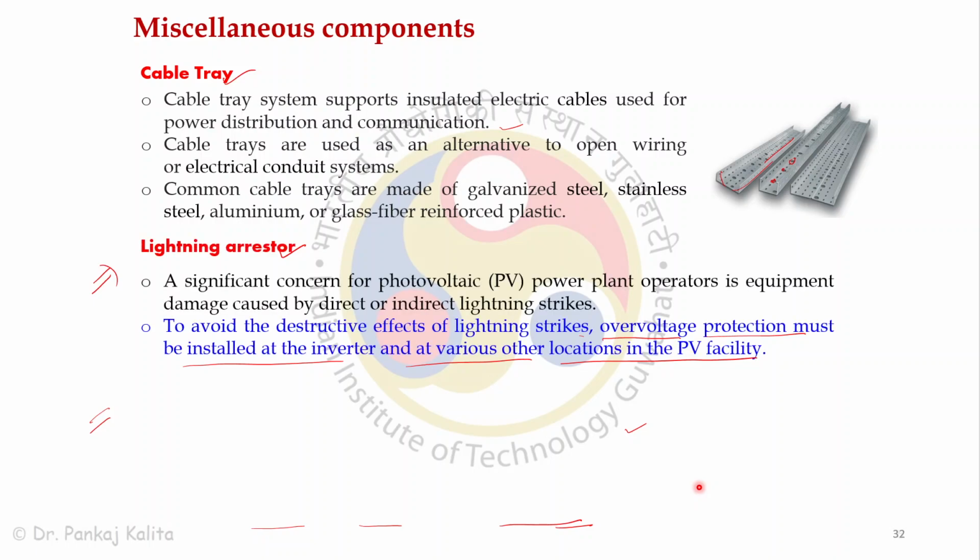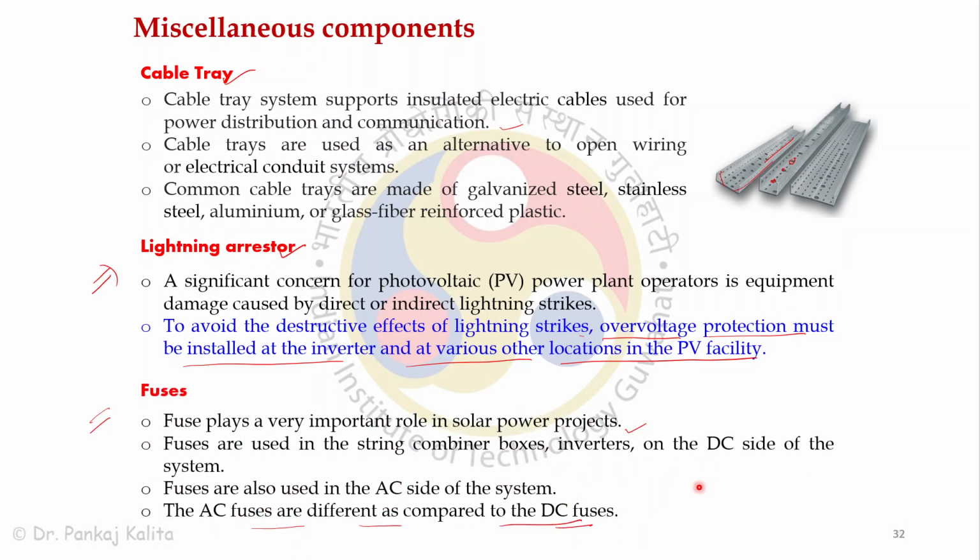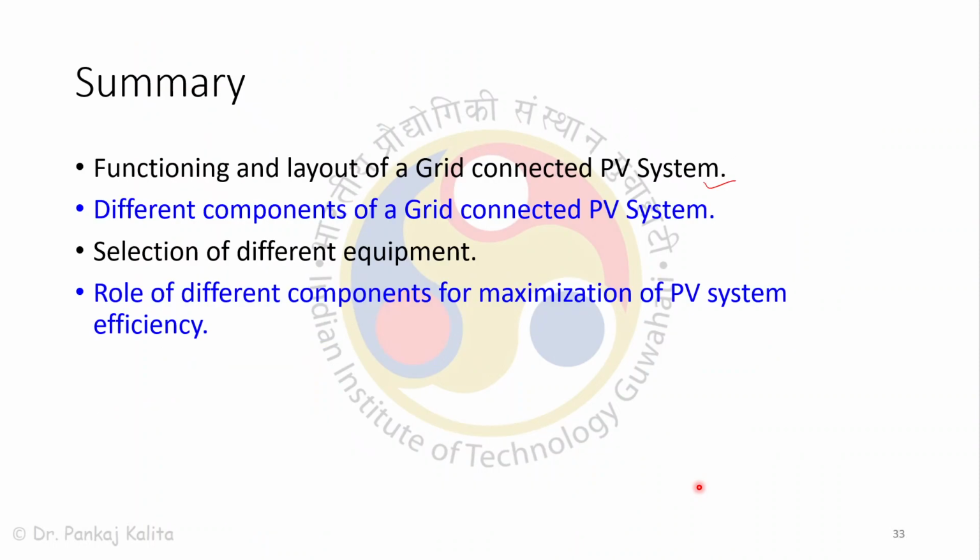Then we have the lightning arrestor also. I think you guys must be aware of this lightning arrestor. The lightning arrestor is to avoid the destructive effects of lightning strikes. So yes, a lightning strike can damage the solar PV cells. Fuse also plays an important role.